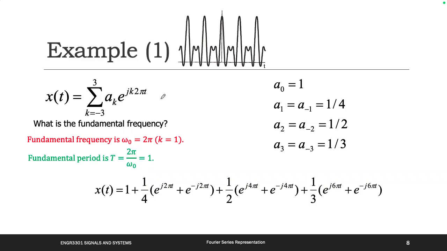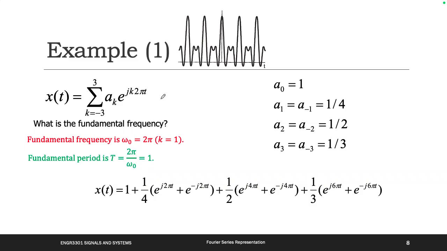Here we know a_-2 and a_2 are the same number. Oh, okay, here there is also 3. I forgot that, but it's a similar thing. If a_3 and a_-3 have the same value, we just put them together, 1/3 times e^(j...). Since k is 3, times 2 pi, this is 6 pi, and this is -6 pi, which means k equals -3. Similarly, this is k equal 2 and -2, k equal 1 and -1, and this is k equal 0.